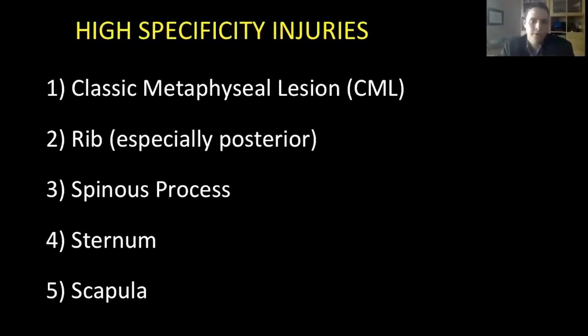These 5 lesions: classic metaphyseal lesion, also known as a CML, rib fractures, spinous process fractures, sternum fractures, and scapula fractures. Those last 3 all start with S, so that's also another way to remember the S sound, like sinister. These are injuries that are not likely to have occurred by accident, meaning they are concerning for abuse.